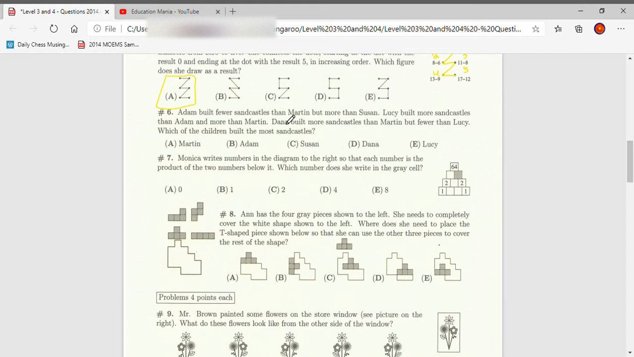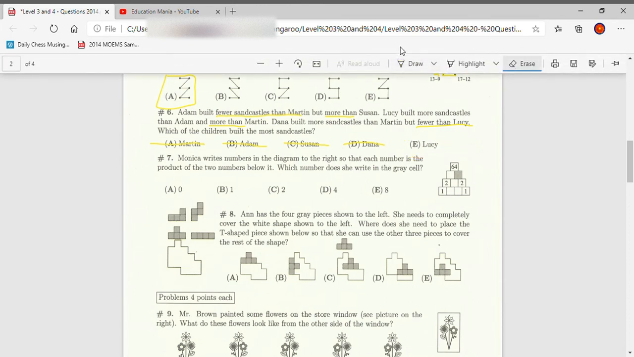So it can't be Adam because he had fewer sandcastles than Martin. So not Adam. And it can't be Suzanne because Adam had more than Suzanne. So it can't be Suzanne. Lucy built more sandcastles than Adam and more than Martin. So Lucy is an option, but Martin isn't because Lucy built more than Martin. Now, Dana built more sandcastles than Martin, but fewer than Lucy, meaning Dana is not an option either, meaning that the answer for number 6 is E.